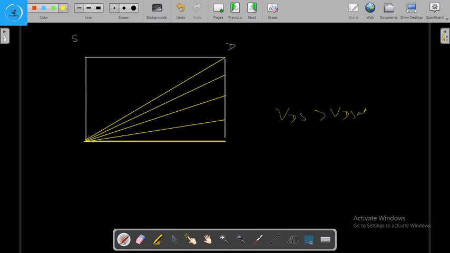So as we are increasing the VDS, our pinch off point is moving toward the source. If our pinch off point is here, then we know that the voltage across the channel remains constant. So let me remove this, to understand more clearly.